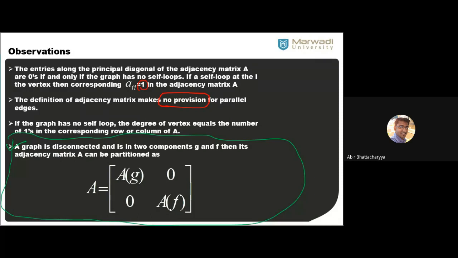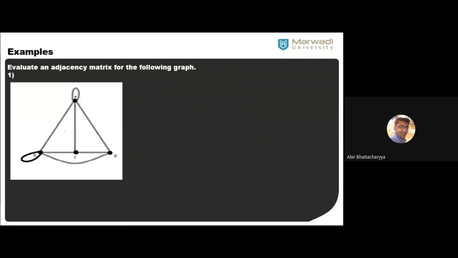All right, so let's go for the example. The first example: find the adjacency matrix for this graph. Quick, all of you find it. First, identify the names of the vertices. Okay, I will mark it clearly: A, B, C, D.